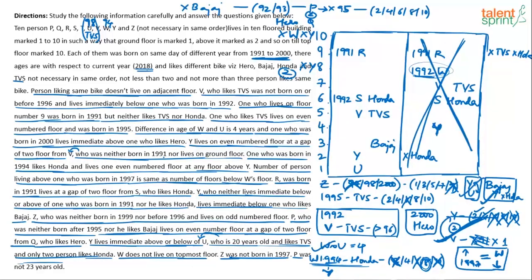So this point is also fixed, that Y and U were together. And now I know that U likes TVS, so I can put TVS here. And U was born in 1998, so I can put 1998 here. Now look at it. We know that Y does not like Honda. And since Bajaj and TVS are immediate neighbors of Y, Y cannot like Bajaj or TVS either. So Y should like Hero. There is no other choice for Y.